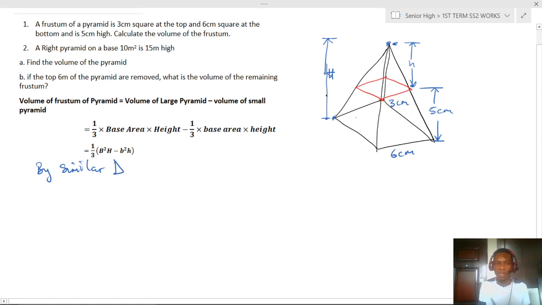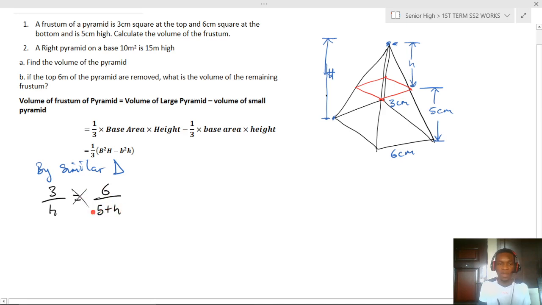For the small one, the base is 3, and the height is what? We don't know the height. Let's call the height h, or you can call it x, whichever one you feel like calling it. Now for the big one, the base is 6, and the height is 5 plus h. So that will be 6 as a base, and the height is 5 plus h.